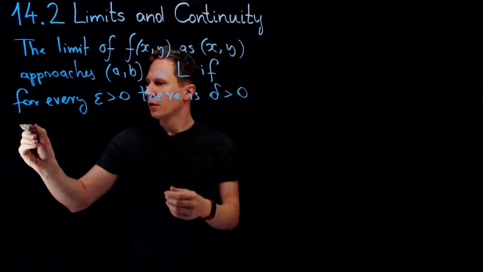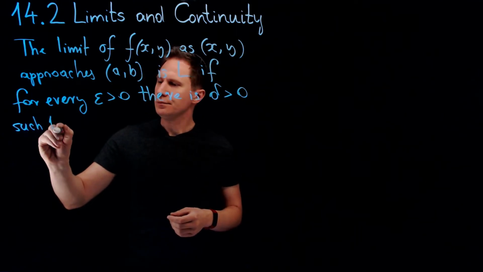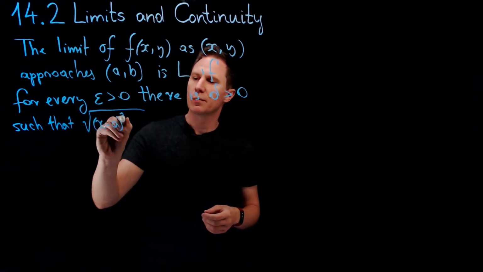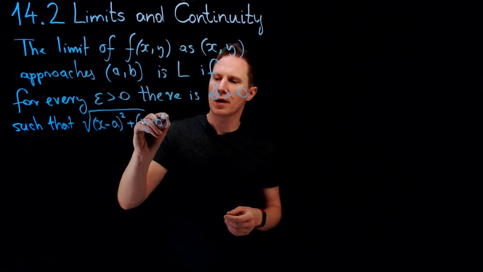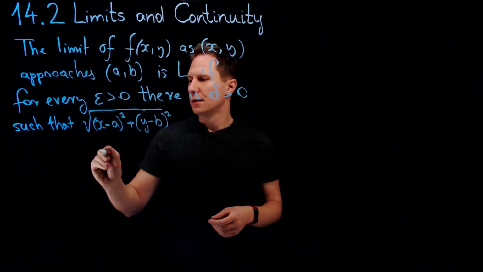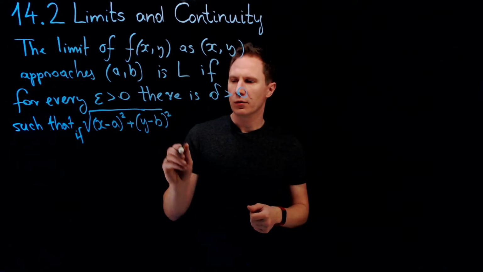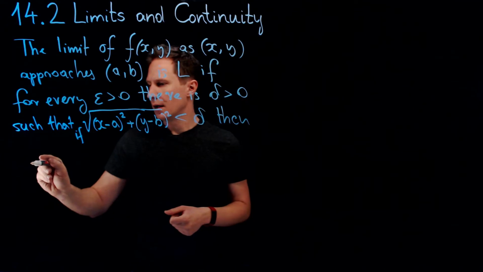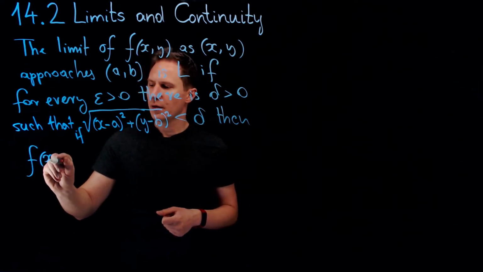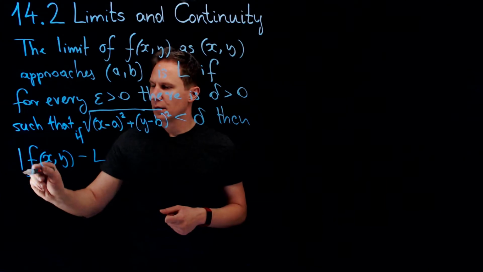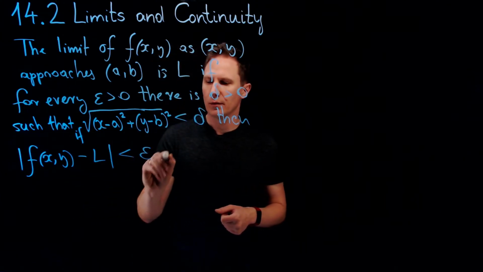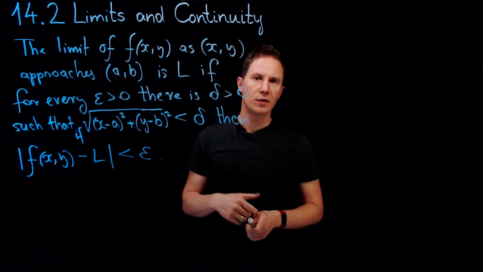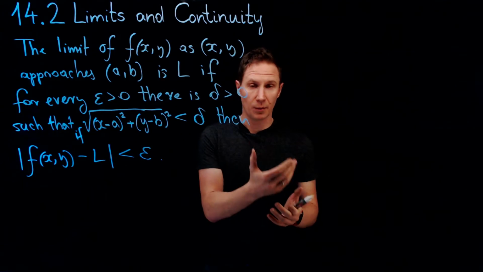Okay, so such that if the square root of (x minus a) squared plus (y minus b) squared is less than delta, then the distance of f of x and y from L will be less than epsilon. Of course, these (x, y) points have to be taken from the domain of the function.